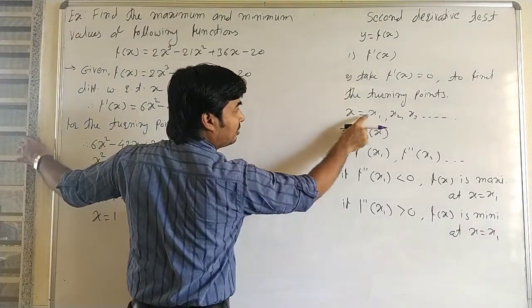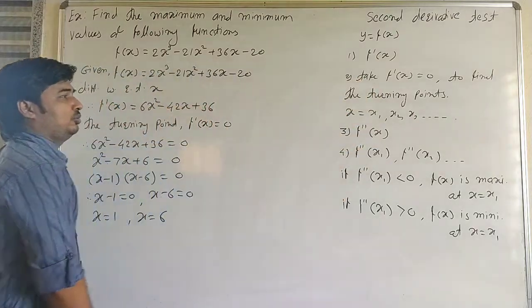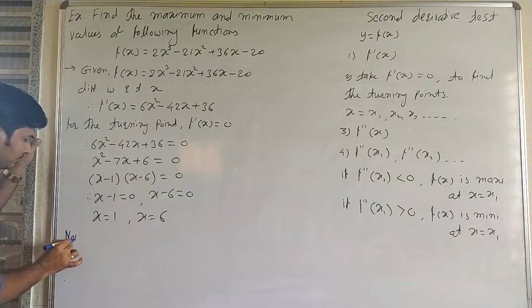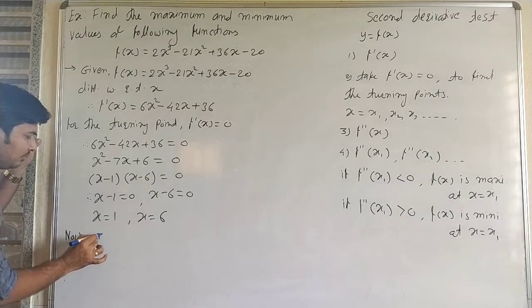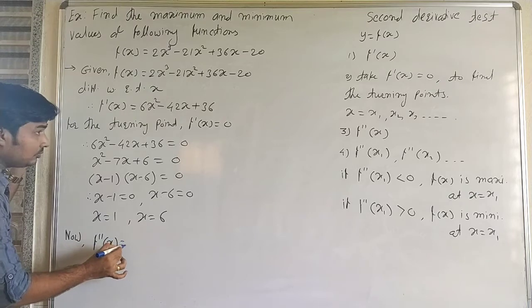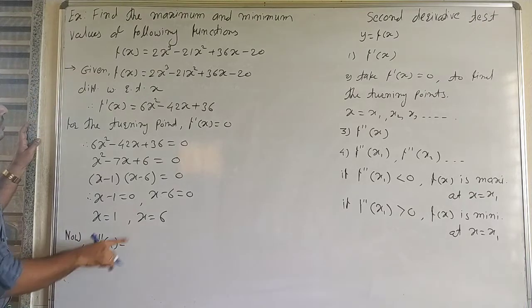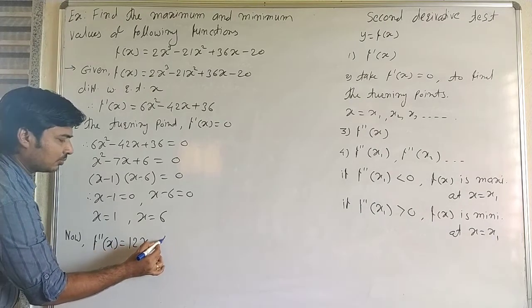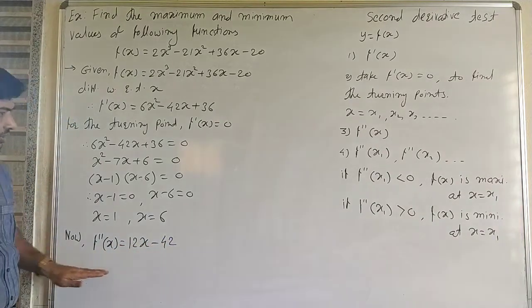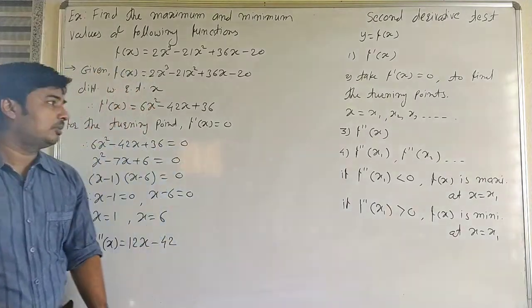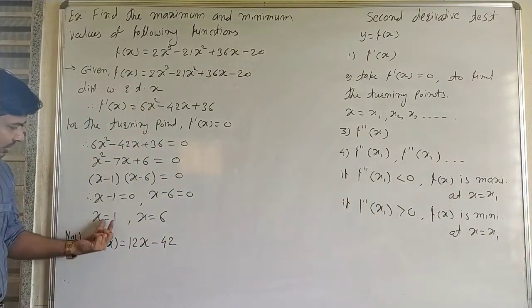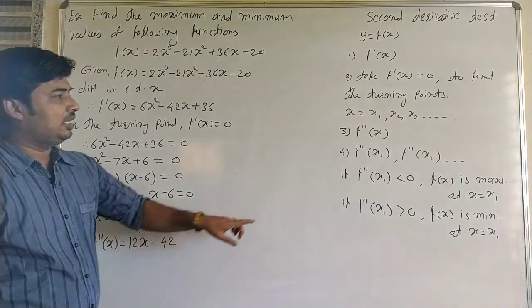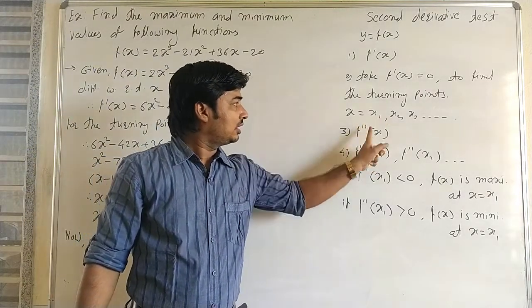Okay, now first step, find f dash of x. Then second, find the values of x. Take f dash of x is equal to 0. Then third step, find the double derivative, f double dash of x, which is 12x minus 42. Now put the stationary points in the double derivative. Okay, fourth step, put the stationary points in the double derivative.